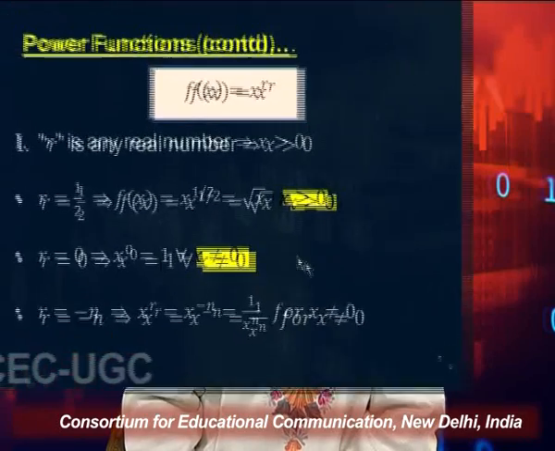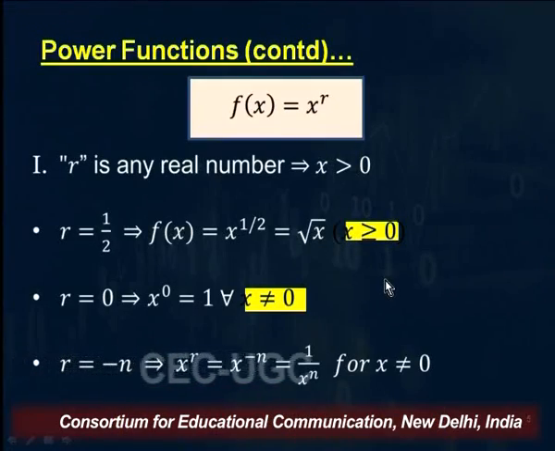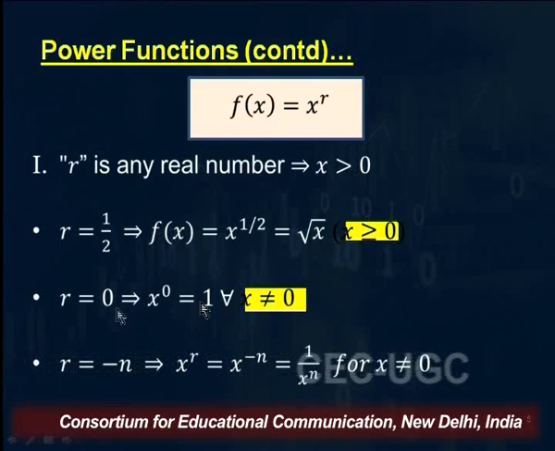Negative numbers have imaginary square roots, and that is something which is beyond the scope of this particular course. So we take x greater than or equal to 0 when r is equal to half, right? We'll have to have this restriction. We can't take x negative.